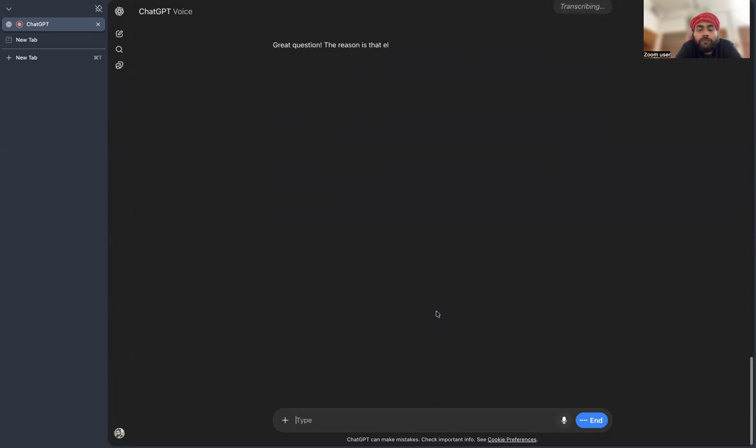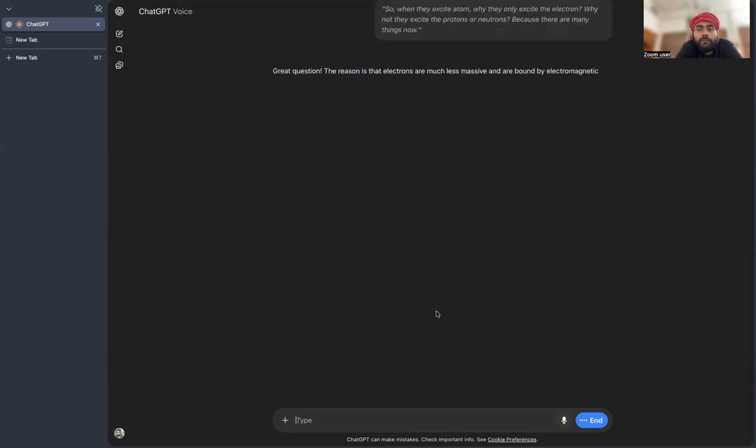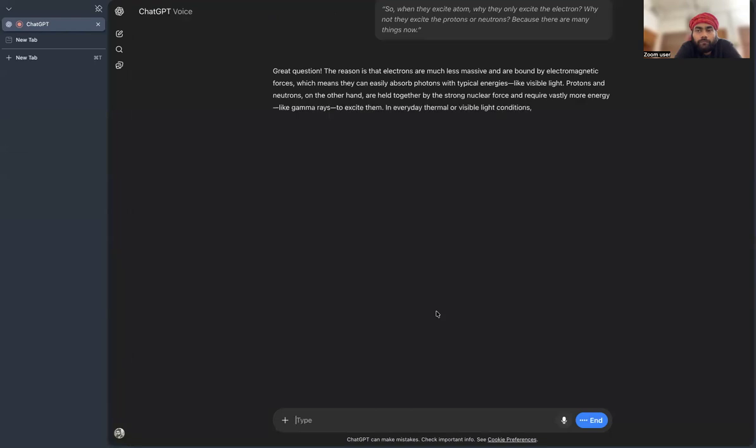Great question. The reason is that electrons are much less massive and are bound by electromagnetic forces, which means they can easily absorb photons with typical energies, like visible light. Protons and neutrons, on the other hand, are held together by the strong nuclear force and require vastly more energy, like gamma rays, to excite them. In everyday thermal or visible light conditions, electrons are the easiest energy sponges. That's why atomic spectra mainly come from electrons making those jumps.